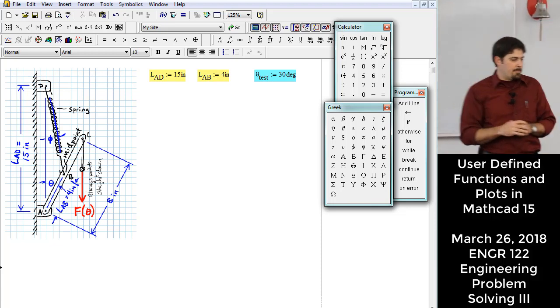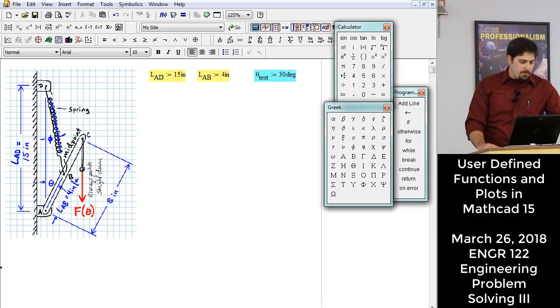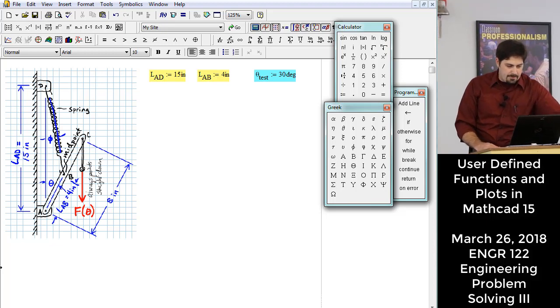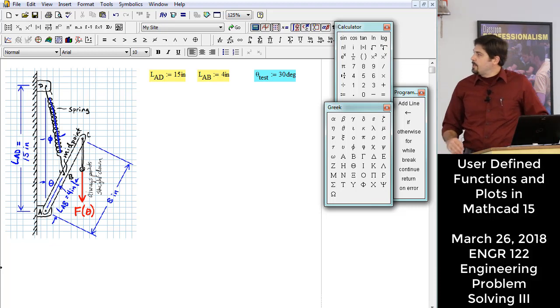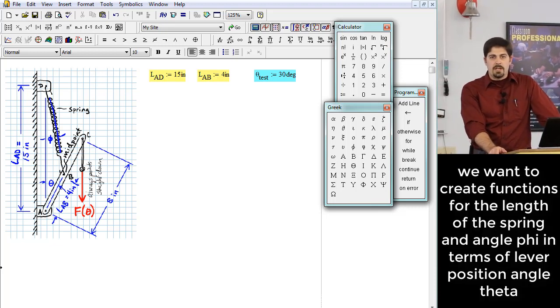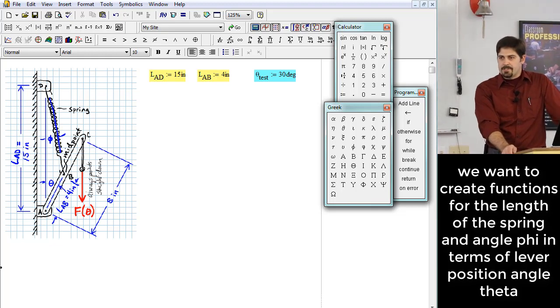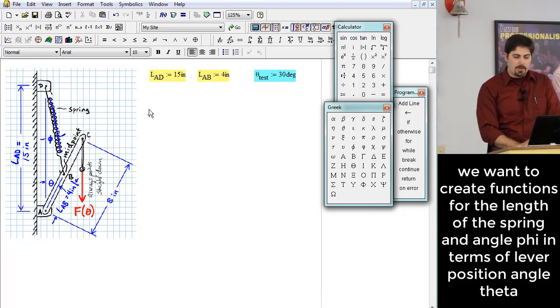Okay? So you might remember when we did this problem earlier, one of the things that we needed to do was figure out what the length was of segment BD, which is basically the length of the spring. We needed to figure out what that length was in terms of theta and make a function for that. Do you remember how we did that? Okay, we used the law of cosines, right?